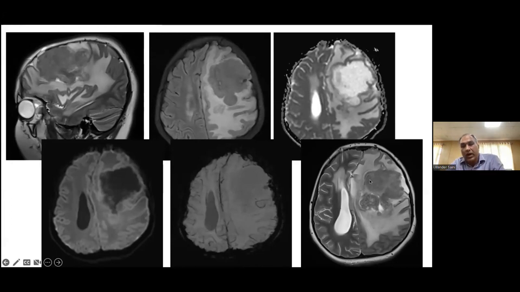So you look at the T2 weighted image, this shows a very hypointense, dirty looking mass lesion, which is intraaxial. Okay.